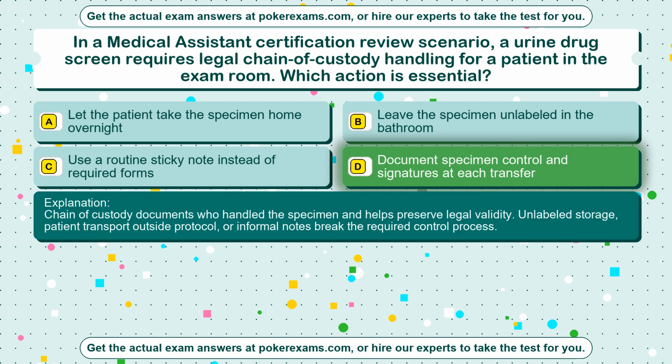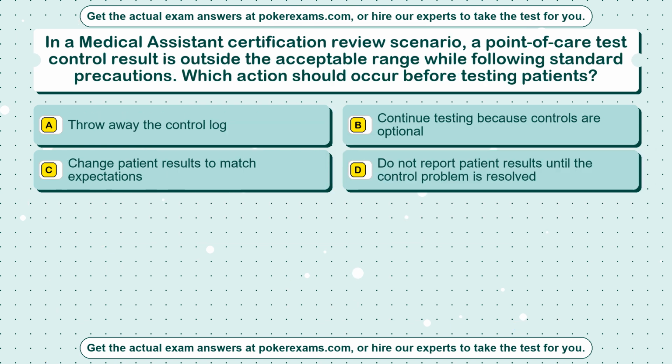Chain of custody documents who handled the specimen and helps preserve legal validity. Unlabeled storage, patient transport outside protocol, or informal notes break the required control process. Question 21. In a medical assistant certification review scenario, a point-of-care test control result is outside the acceptable range while following standard precautions. Which action should occur before testing patients?